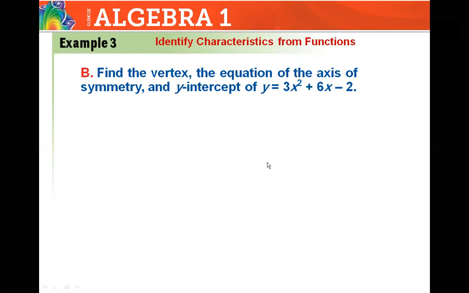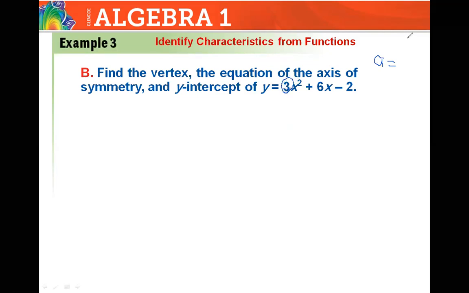Find the vertex, the equation of axis of symmetry, and y-intercept for y equals 3x power 2 plus 6x minus 2. I think we get a, b and c. So first I get the value of a. a is the coefficient of x squared, which equals negative 2. The coefficient of x power 2 is what?